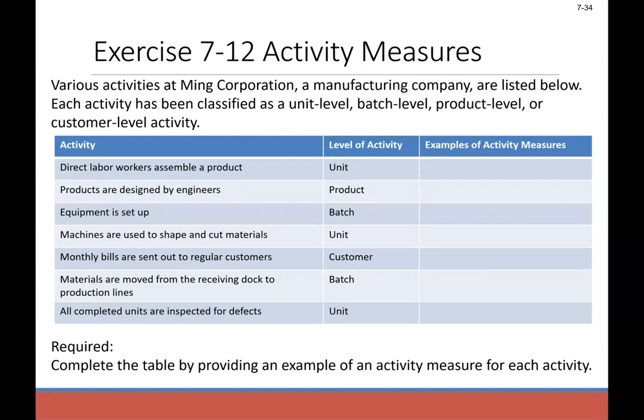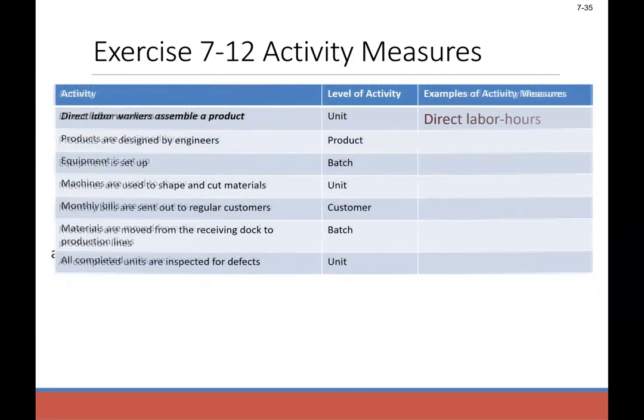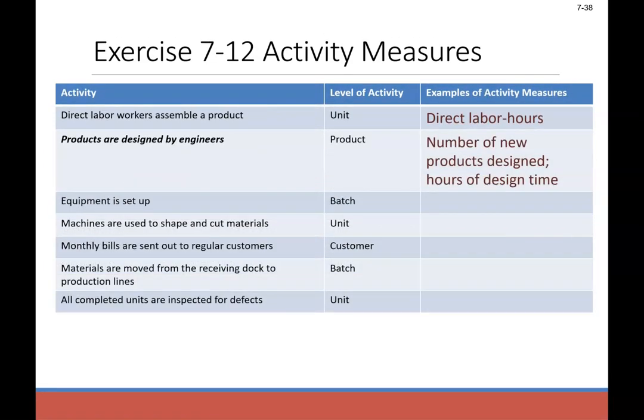Various activities at Ming, a manufacturing company, are listed below. Each activity has been classified as a unit level, batch level, product level, or customer level activity. What are examples of an activity measure for each of these activities? So here we've got direct labor workers assemble a product. Well, we see the level of activities per unit, and how would we measure this activity? We would measure it based on direct labor hours. Products are designed by engineers. This is at a product level, and we could measure based on just number of new products designed, including hours of design time.